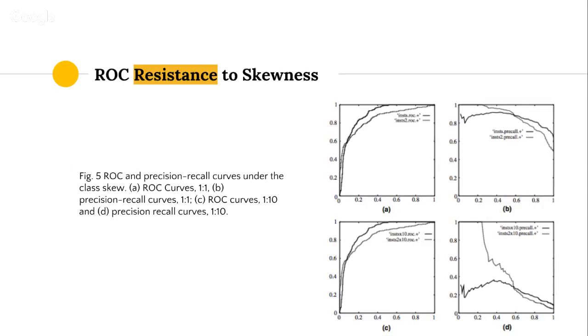And here is a diagram to illustrate that. Here we have a model that was built with, these are the ROC curves for a 1-to-1, so a balanced data set, and these are the ROC curves that came out of that. And then these were the precision recall graphs. Now, when there was a high skew, now a 1 to 10 imbalance, we see that the ROC curves are pretty stable, and the precision recall graphs have clearly been affected.